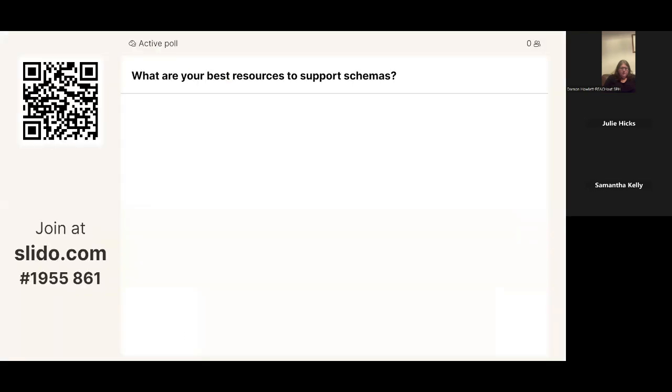So I'm hoping the Slido is going to work. If you've got your phones with you, you can zap the QR code there and answer the question, which is, what are your best resources to support schemas? Thinking back to that picture we saw of the child where they'd built the den, and they were transforming sand with things and putting that on the top. And that was exhibiting several different schemas, wasn't it? Think back to that and yes, thank you.